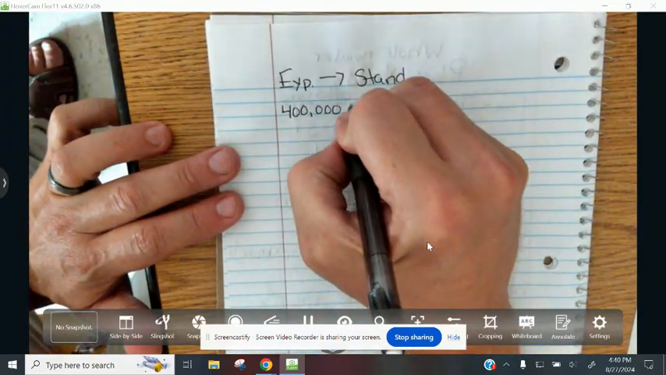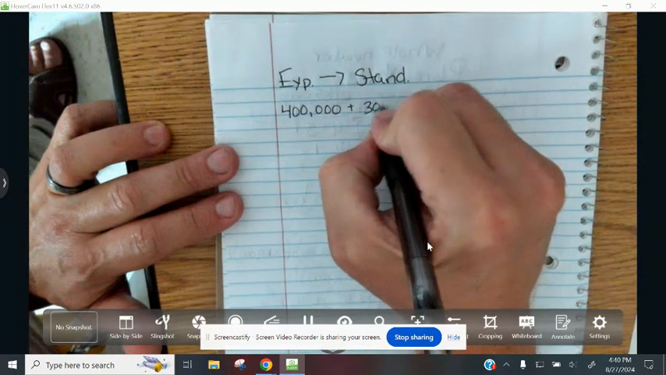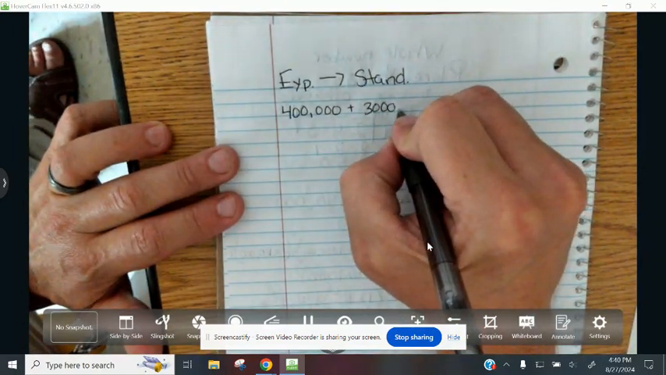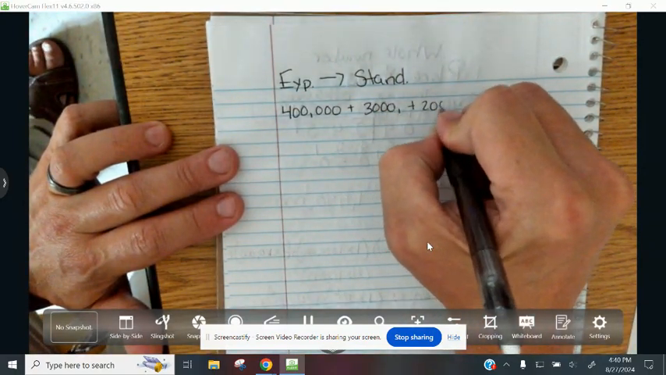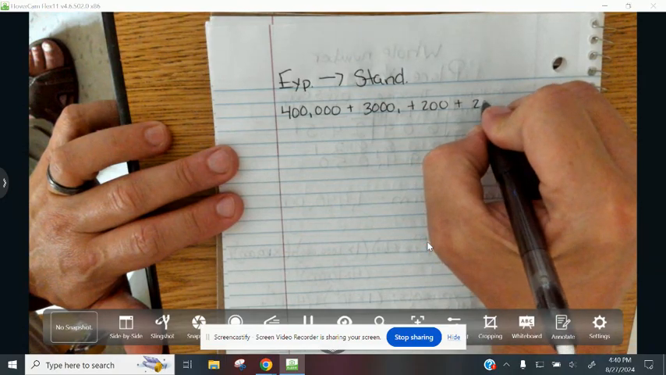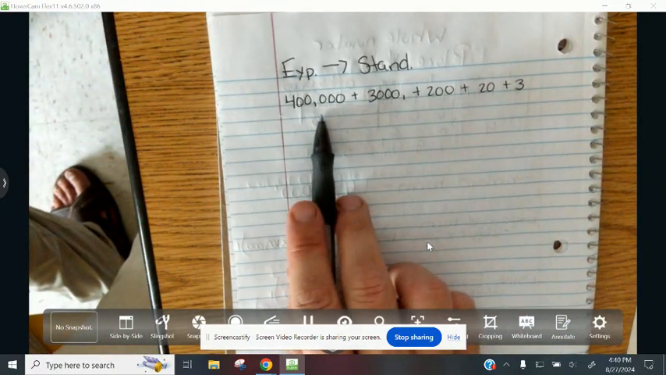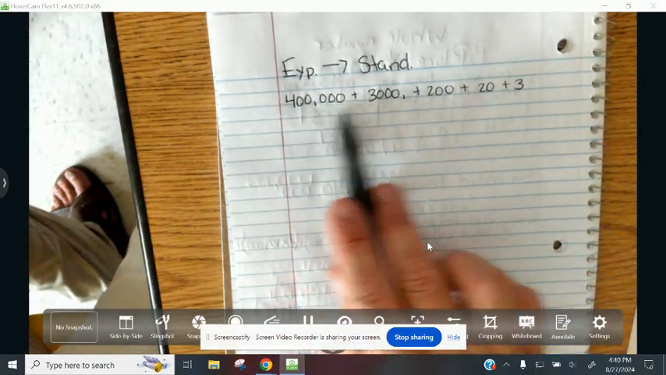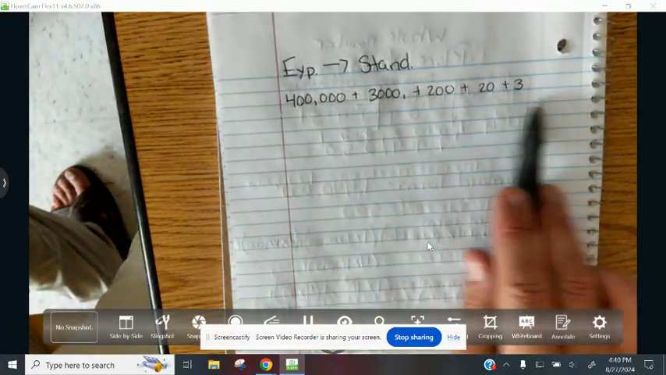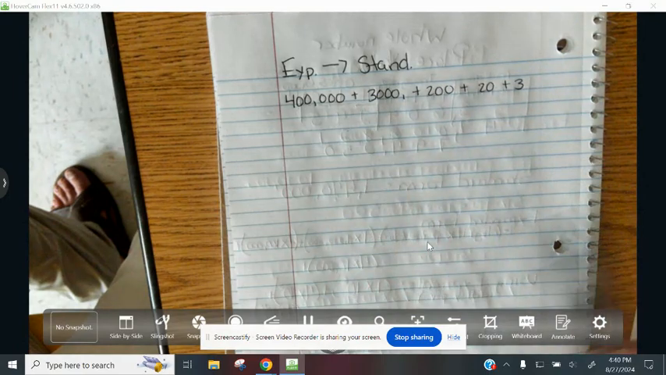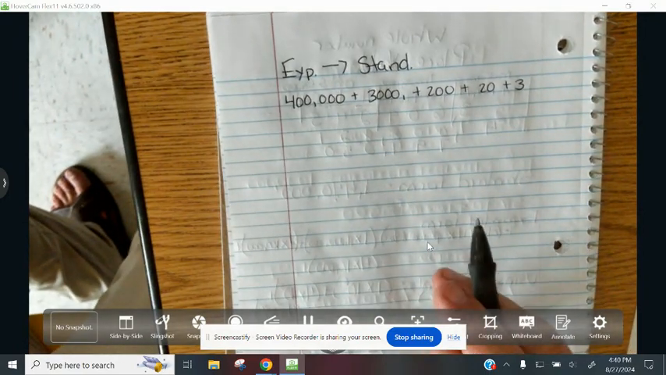And I'll do two different ways. Plus 3,000 plus 200 plus 20 plus 3. Okay, so this is one way to do standard form or expanded form, is to use this type of expanded form as well. You won't see this as much in 5th grade. This is probably more of a 4th grade thing. But let's just look at it just in case you see it.